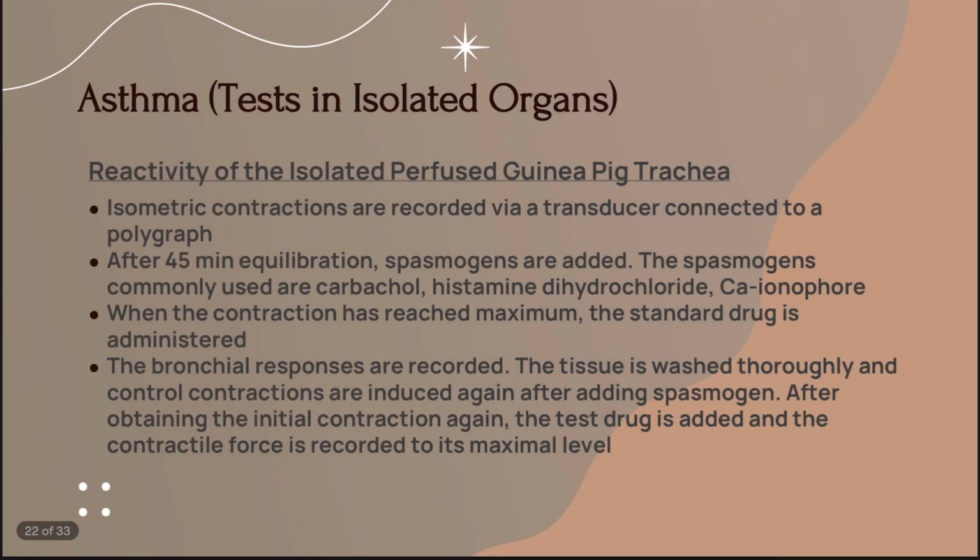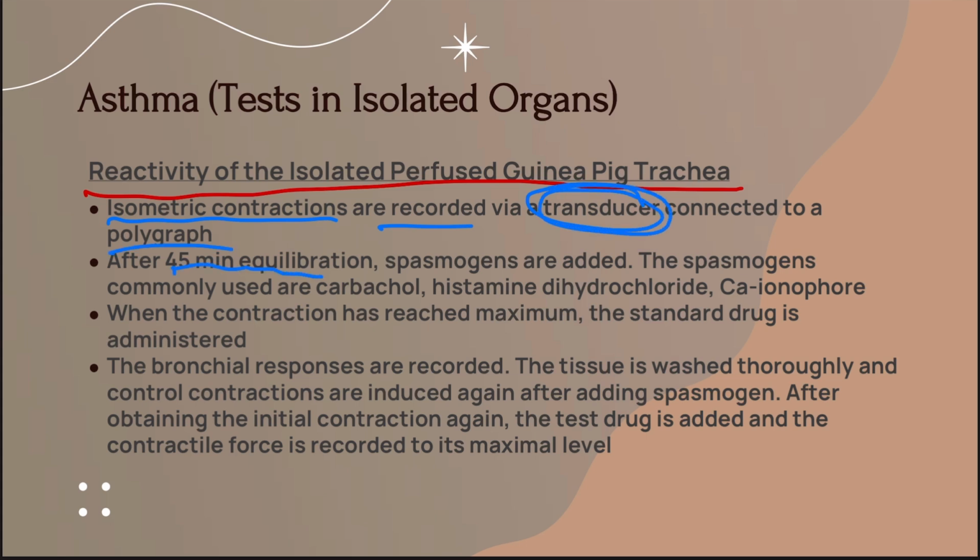Then we have the next test, that is reactivity of the isolated perfused guinea pig trachea. Isometric contractions are recorded with the help of a transducer connected to a polygraph. After 45 minutes of equilibration, spasmogens are added. The spasmogens we are going to use are the ones I have already discussed: carbachol, histamine dichloride, and calcium ionophore. When the contraction has reached maximum, the standard drug is administered, that is, the drug already shown to have activity against it.